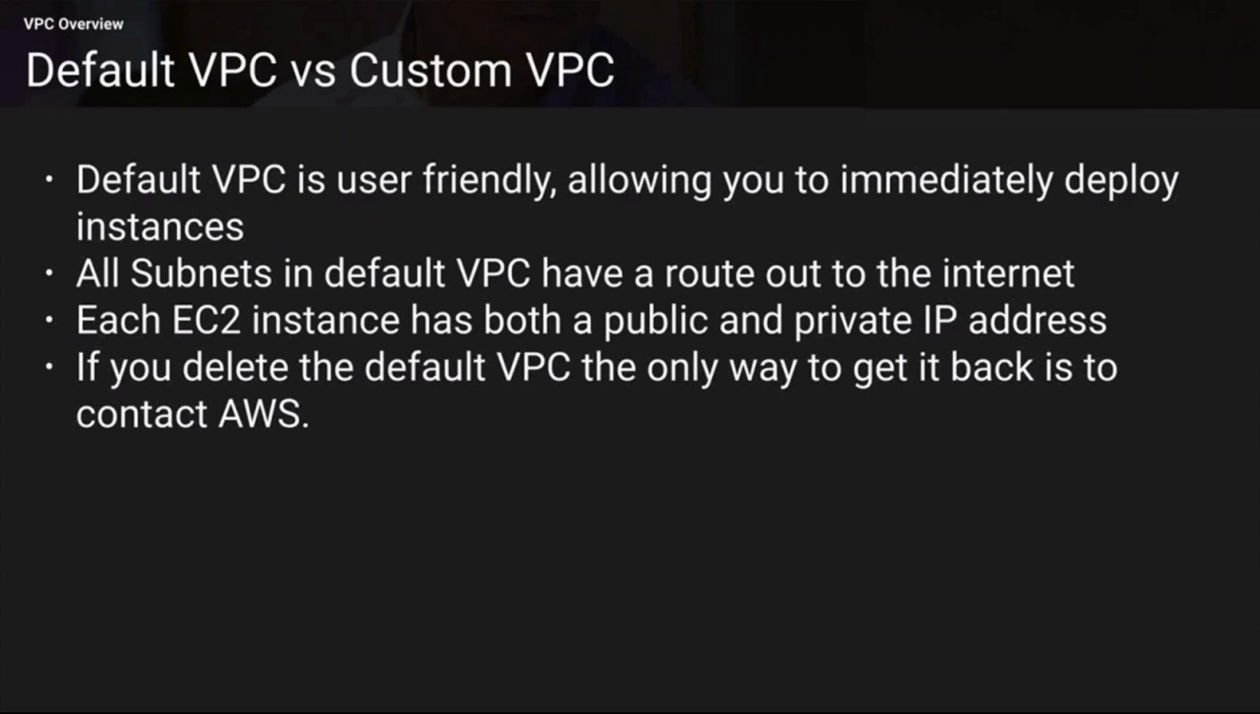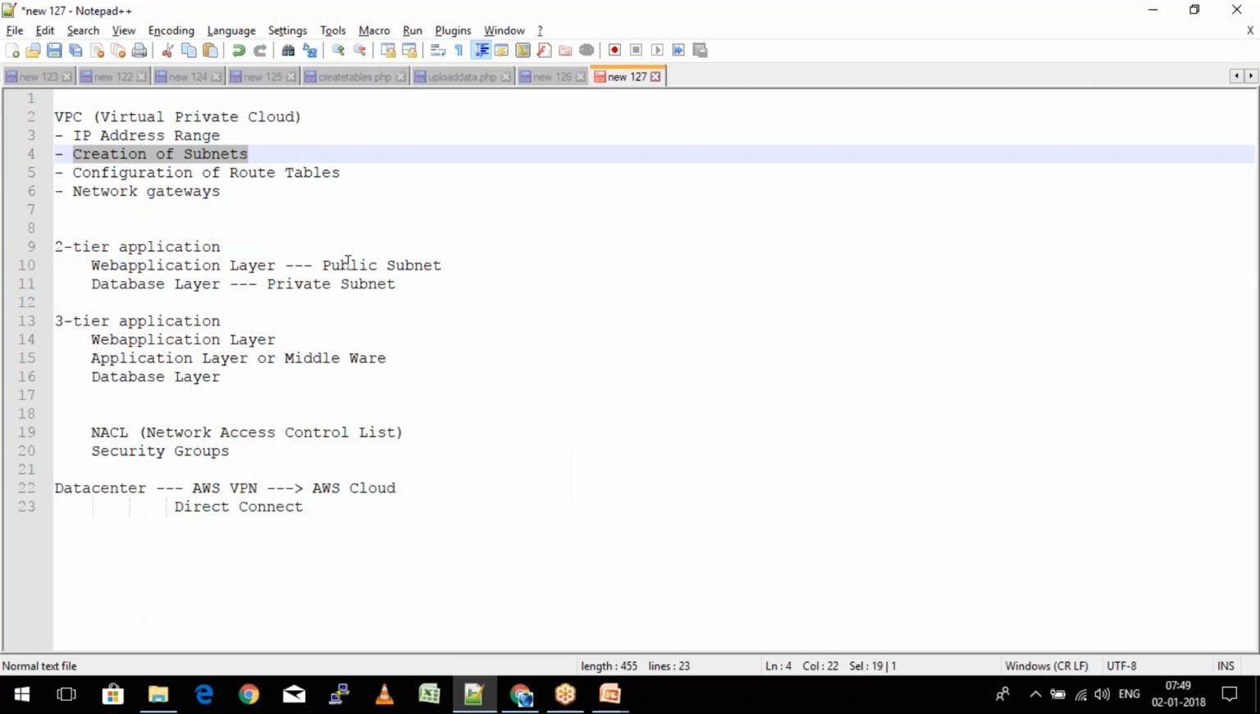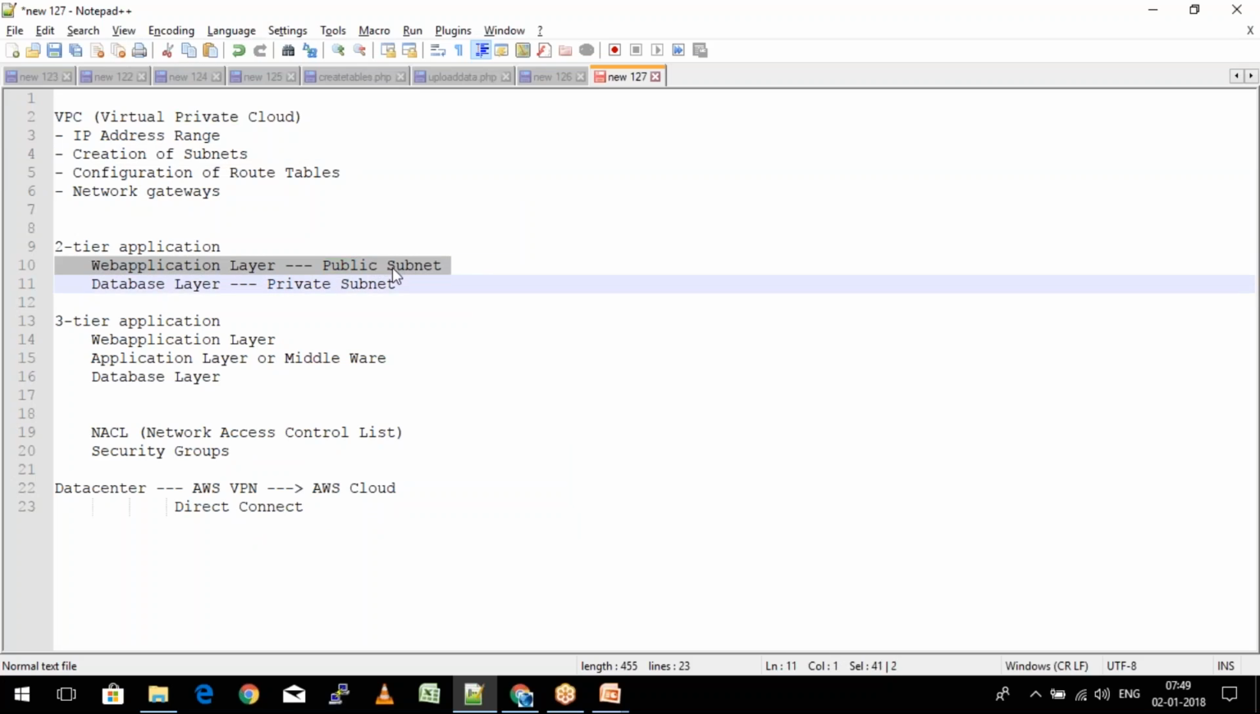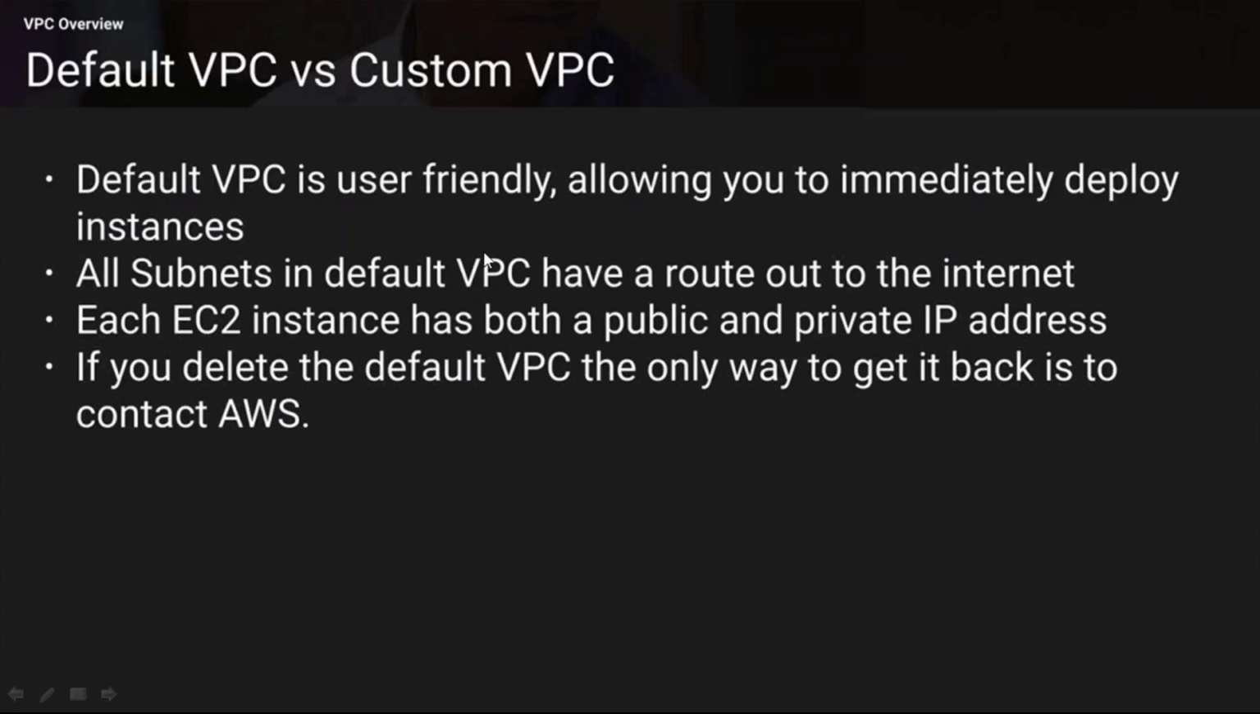Unlike the custom VPC, where we are going to create public subnets and private subnets, only the public subnets are going to have access to the internet, and the private subnets will not have access to the internet at all. But in the default VPC, any number of subnets you create will all have access to the internet. Each EC2 instance usually had both a public IP address and a private IP address. Until now, whatever EC2 instances we were launching had both the public as well as the private IP address.